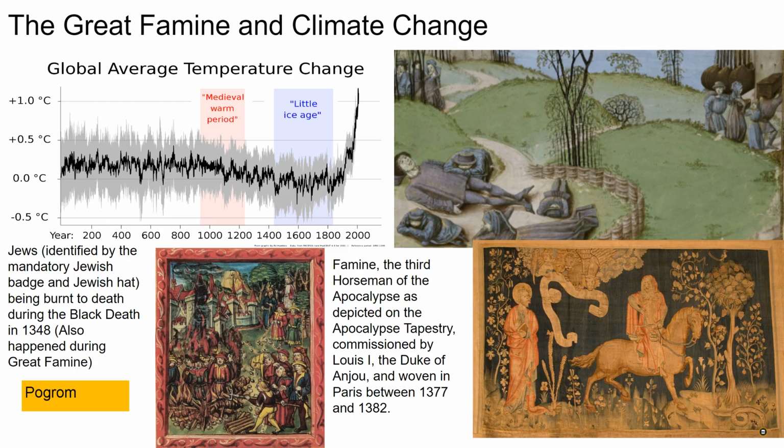The pogrom, again, is an organized attack, sometimes with government support, or at least with government or local authorities turning a blind eye, in which Christian people go out looking for Jewish people and attacking them, taking their property, and in many cases killing them too. So this is going to be a trend, again, that we're going to see throughout this course, unfortunately, and we see it in this period as well.